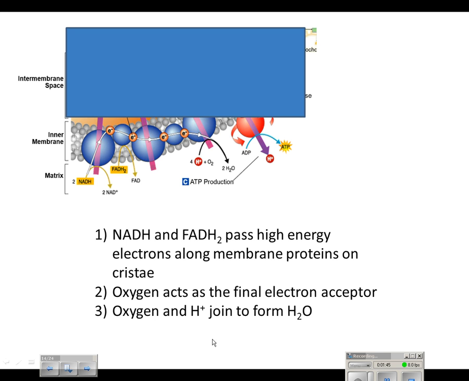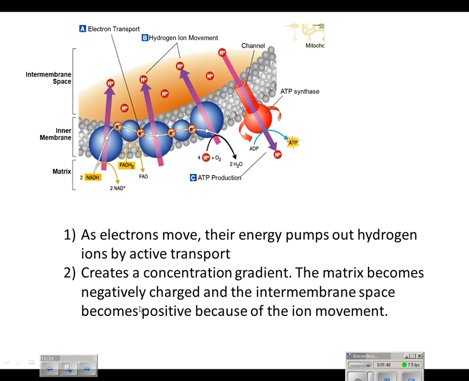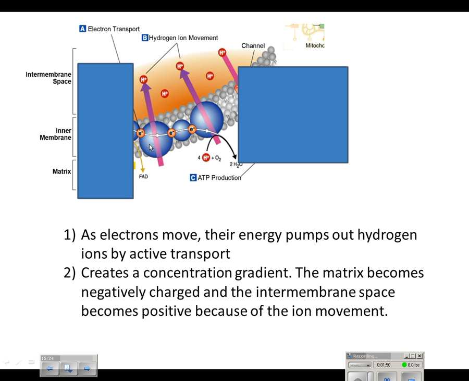The next stage is actually going to show us that as the electrons move, their energy is going to pump out hydrogen ions by active transport. So in this matrix space, we have some hydrogen ions, and we're going to use some of the energy from the electrons bouncing to actually push those hydrogen ions back across the membrane into the intermembrane space. And when that happens, we're going to create a concentration gradient with all these hydrogen ions in the intermembrane space and very few in the matrix. And then because of that, you can see that these are all positive. The intermembrane space becomes positively charged, and the matrix is negatively charged.